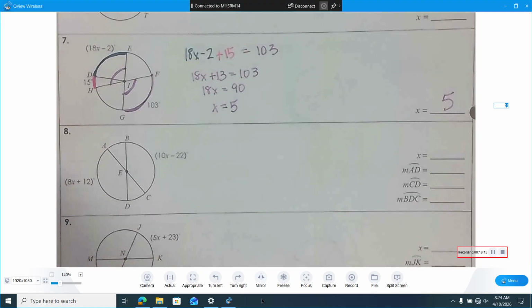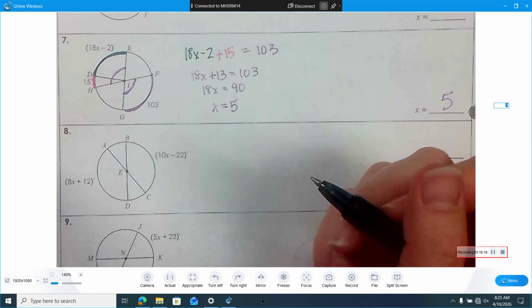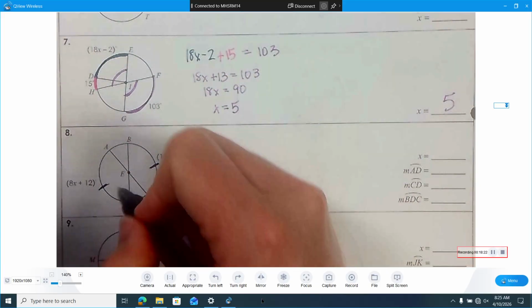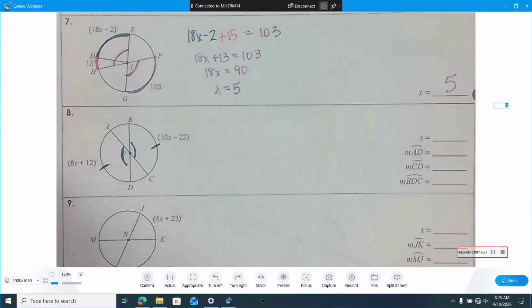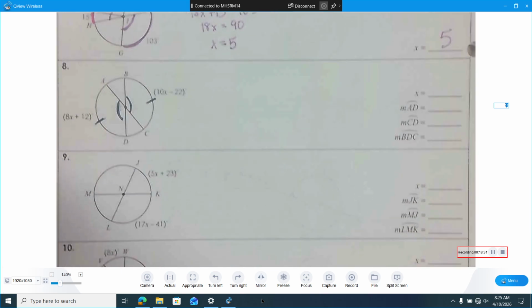What can we do on number 8? We don't need to do it. They're equal to each other. Those arcs are congruent because, again, we have vertical angles, so they are equal to each other. And again, I think those markings are pretty good. Let's look at number 9.